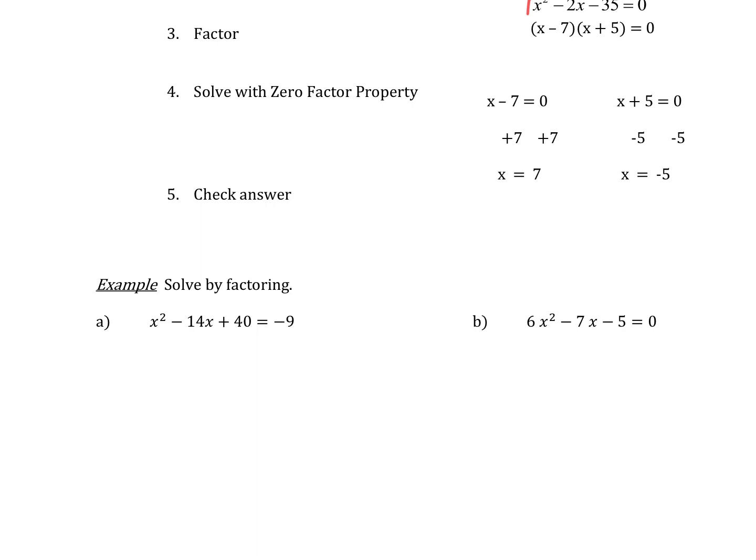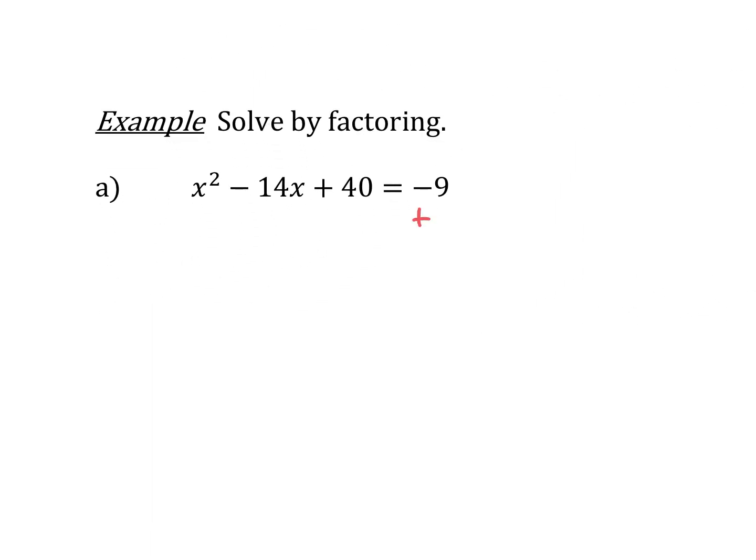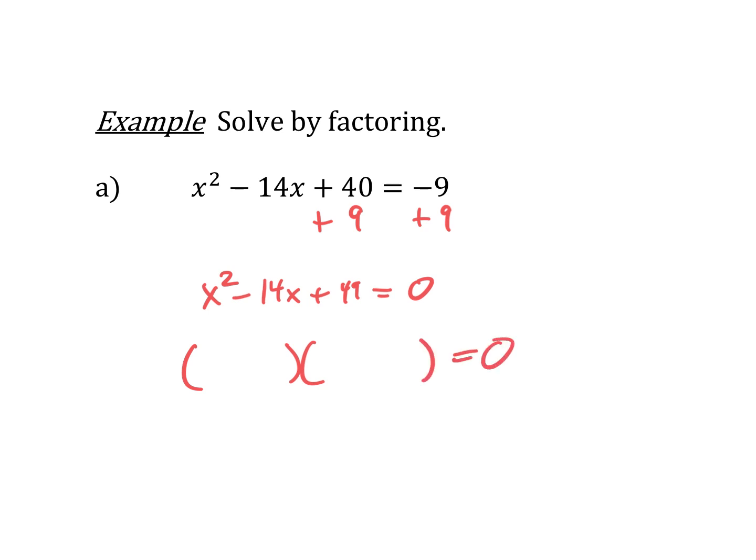Let's try these here. A couple quick examples. Solve by factoring here. Let's add 9 to both sides, and we get x squared minus 14x plus 49 equals 0. Now we ask ourselves, can we factor this? If we can't, we're kind of stuck. But I think we can. Two numbers that add to negative 14 and multiply to 49. Well, numbers that multiply to 49 are 1 and 49. I don't think those add to negative 14. And how about 7 and 7? Ooh, 7 and 7 make 14.